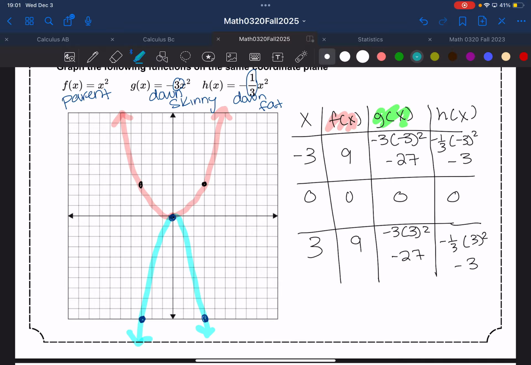And then I have h of x, which is -3. So 1, 2, 3, -3. 0, 0, and 3, -3. And so this one is going to go down and be wider than my parent function.